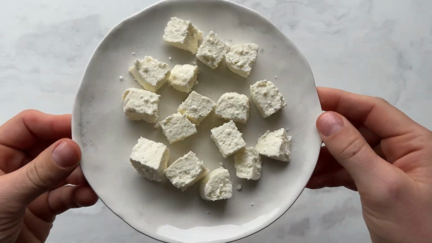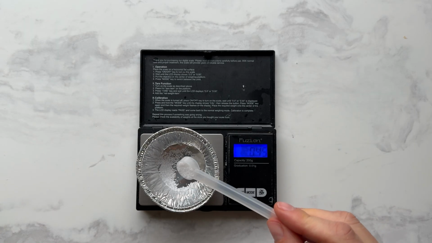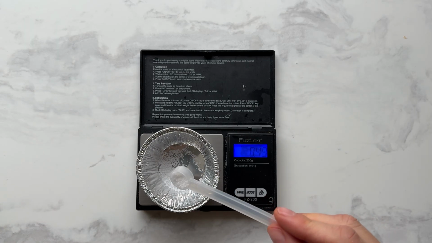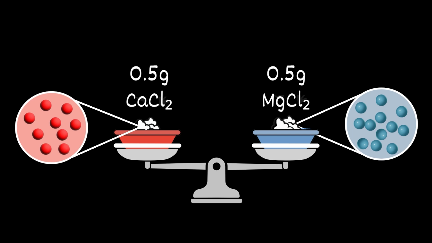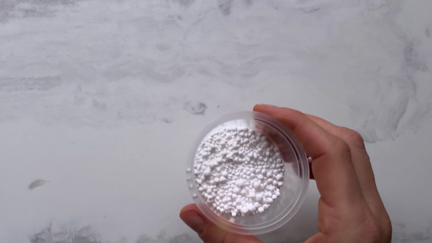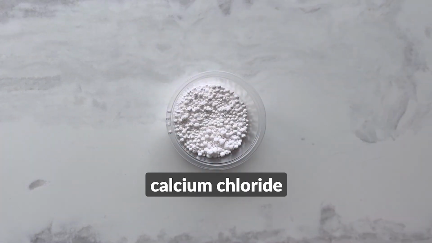Let's connect this back to our example. So we said that we had 0.5 grams of calcium chloride and magnesium chloride. Just to make things simple, we're going to say that we have 1 gram of each, so the math is a little bit easier. Our end goal is to calculate how many calcium and magnesium ions we added if we added 1 gram of each substance. So let's start off with calcium chloride.